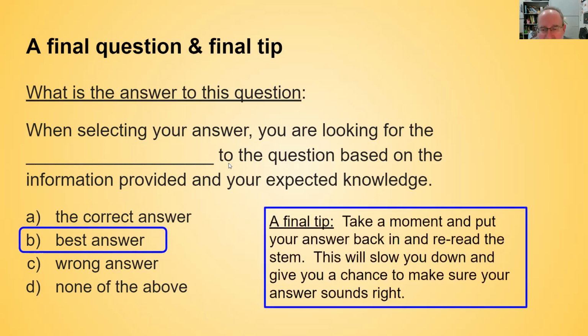So a final tip I will give you here: take a moment and put the answer back in and reread it. Doing this will slow you down and help your mental processes focus on whether you're really answering the question well, and make sure the answer sounds right. Because if you thought this was A, you didn't stick the answer back in. Because when selecting your answer, you are looking for the correct answer to the question based on the information provided and your expected knowledge. That's not right. You're not going to make a grammar mistake on the correct answer. The only grammar mistakes will be in the wrong answers. So keep that in mind too. Always put that back in and try to focus a little bit more.